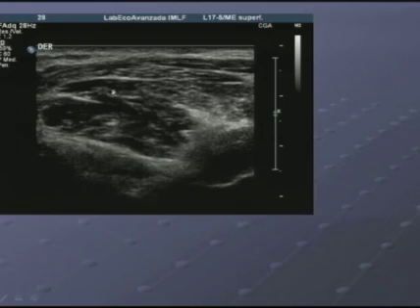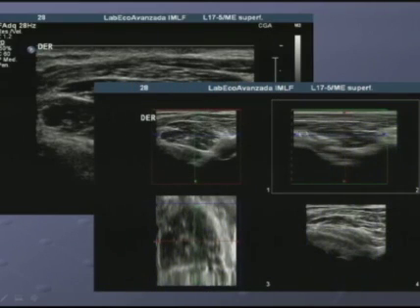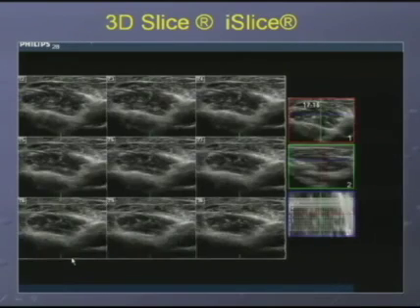This is an intramuscular tumor. Now we have the three-dimensional reconstruction, transversal, longitudinal, and coronal plane. And here we are using a new technique of three-dimensional ultrasound. Depending on the company that you are working with, it has different names, 3D slice, iSlice, but somehow it's a multi-slice presentation of a three-dimensional image, very related with MRI or helical tomography, helical CT scan.